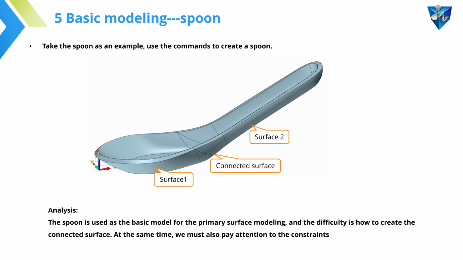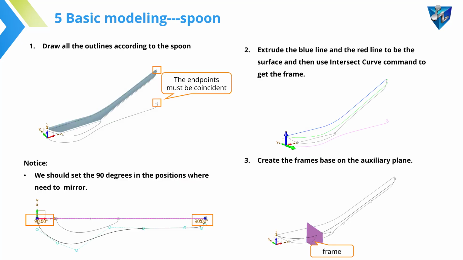Face 1 and Face 2 are very easy to create. The difficulty is how to create the connected face. Don't worry, you will get the result after this lesson. We need to draw all the outlines according to the spoon, and then extrude the relevant sketch to get the intersection frame. Then the frames are created based on the auxiliary plane. We need to pay attention to set the 90 degrees in the position where we need to mirror.